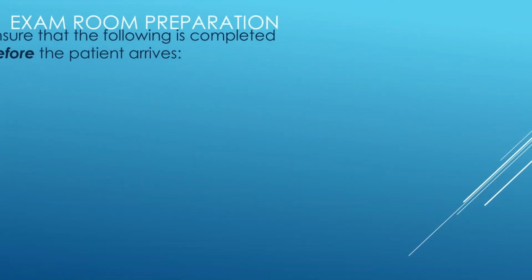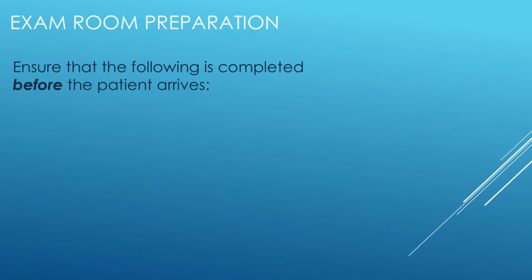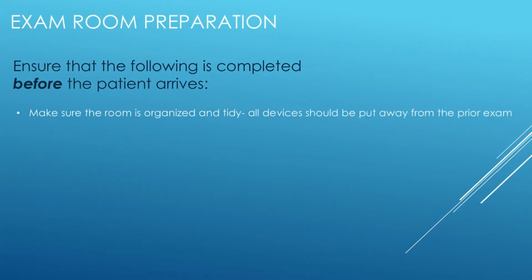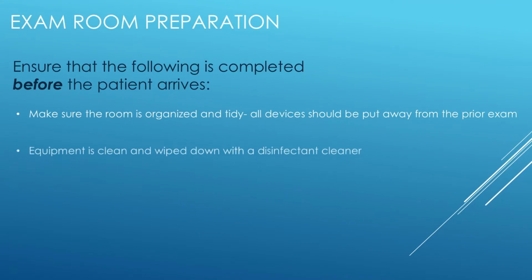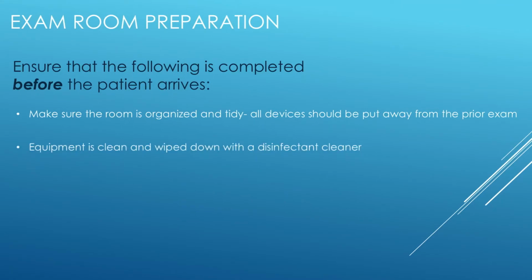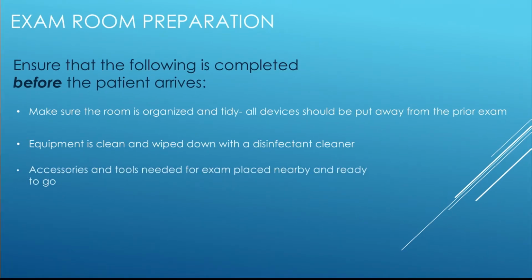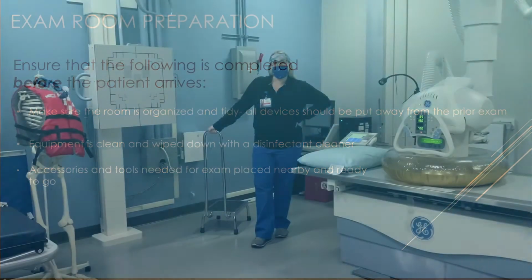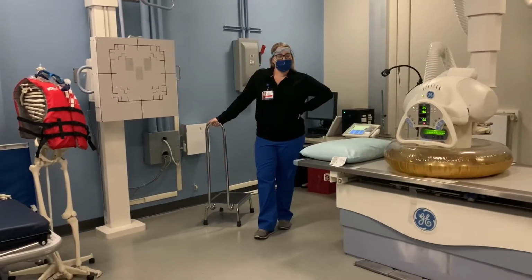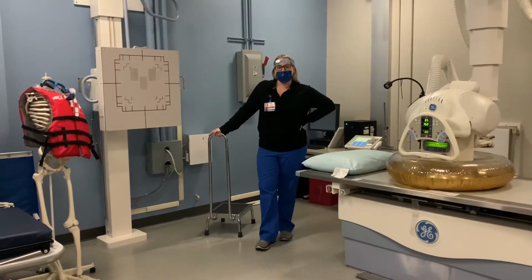Before any procedure, you'll want to ensure that your exam room is ready to welcome your next patient. Complete the following before the patient arrives to the room. First, make sure that the room looks neat and organized by putting away all devices used from the previous exam. Make sure all equipment is wiped down with a disinfectant. And finally, be prepared for your upcoming exam by having any specific items that you will need nearby and ready to go. While your patient is changing, you're going to want to set up your equipment and tidy up your room from the previous patient.